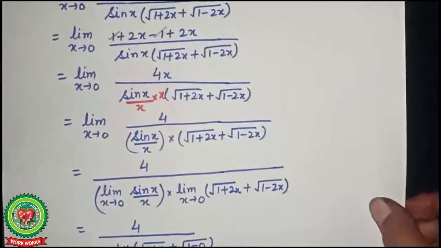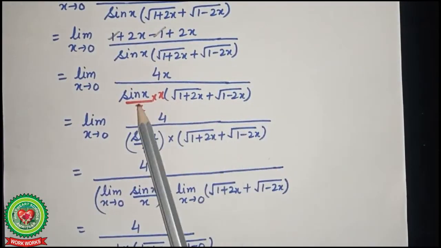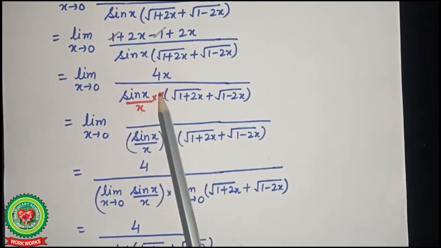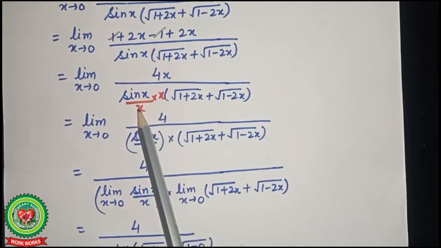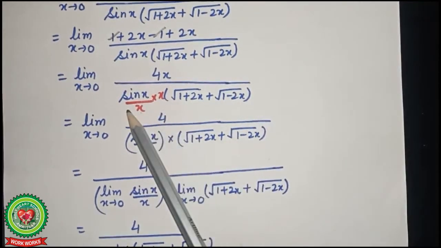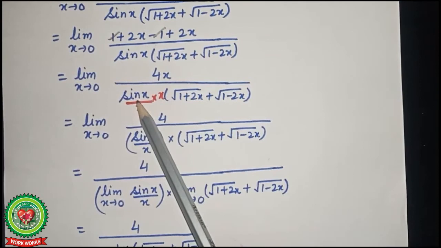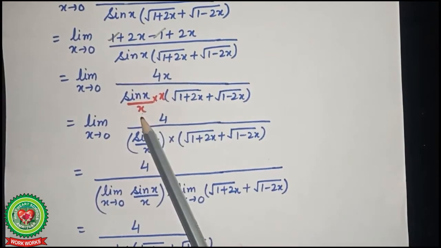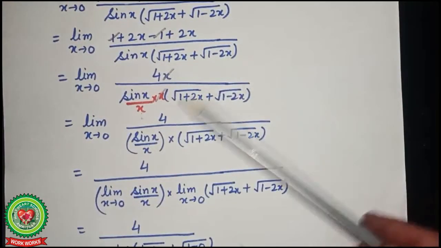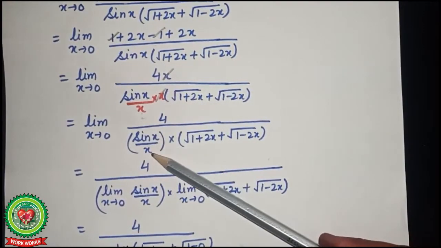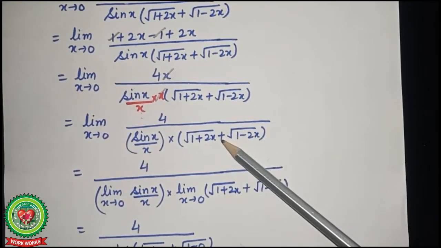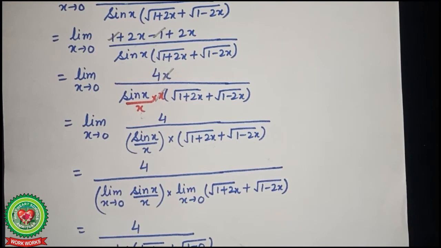Now, the sine function is there, so we will try to make it in the form of the limit. For it, we have to multiply sin x with x and divide it also with x. So here we are left with sin x upon x, and one x is cancelled with this x. So we are left with 4 upon sin x upon x multiplied by under root of 1 plus 2x plus under root of 1 minus 2x.